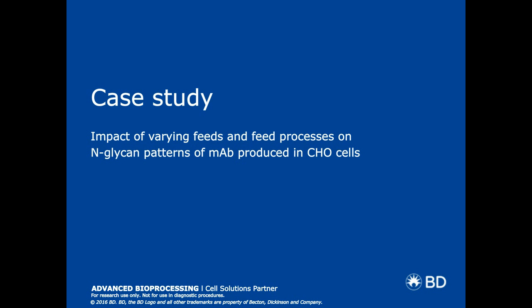So I'd like to now discuss a case study that we recently performed utilizing the Assay Map Bravo. Here we assess the impact of varying feeds and feed processes on N-glycosylation of monoclonal antibodies produced in CHO cells.